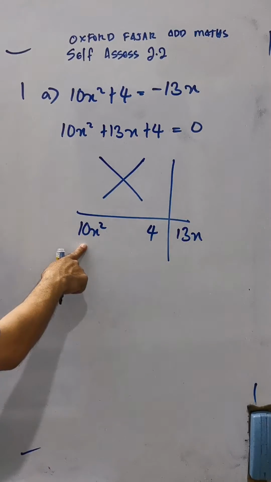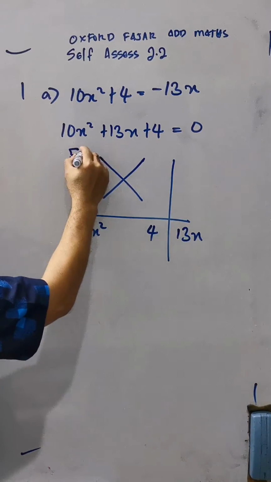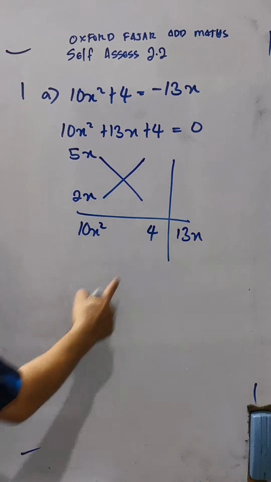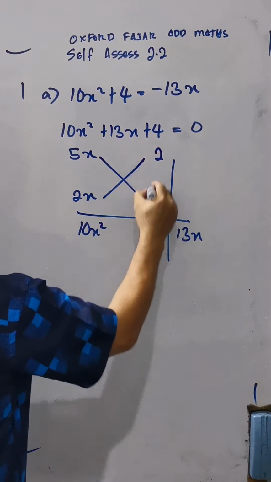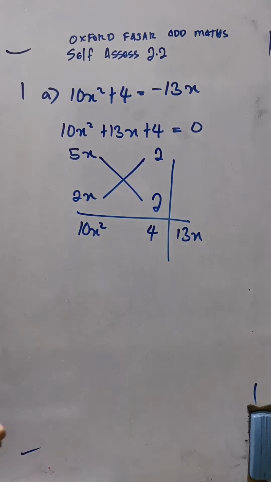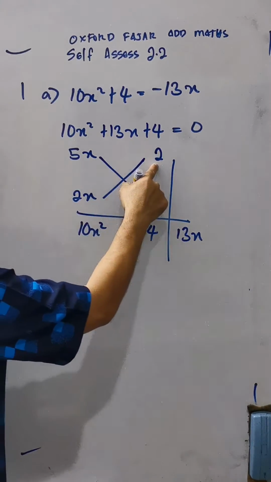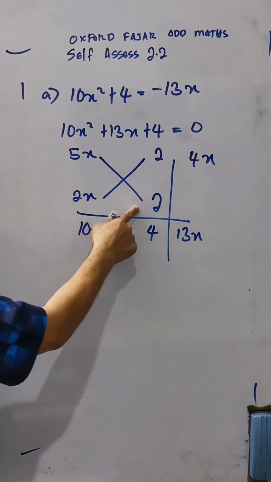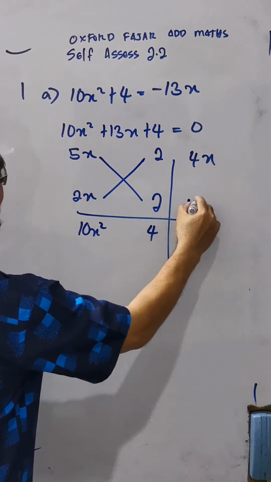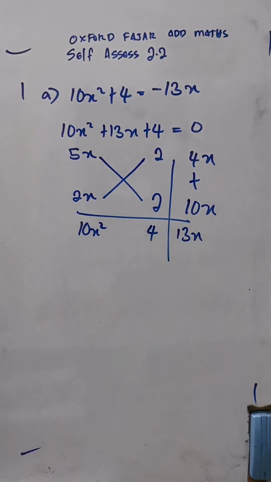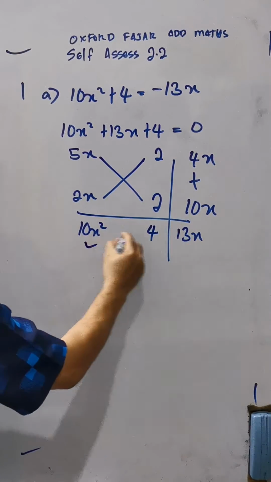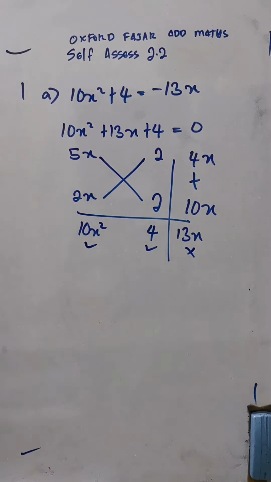For example, what times what is 10? For example, you say 5x and 2x will be 10x squared. 4 will be 2 times 2. Then we multiply. 2x times 2 will be 4x. 5x times 2 will be 10x. Then you add. Is 4x plus 10x equal to 13x? This is correct, but this is not correct. So our multiplication is incorrect.